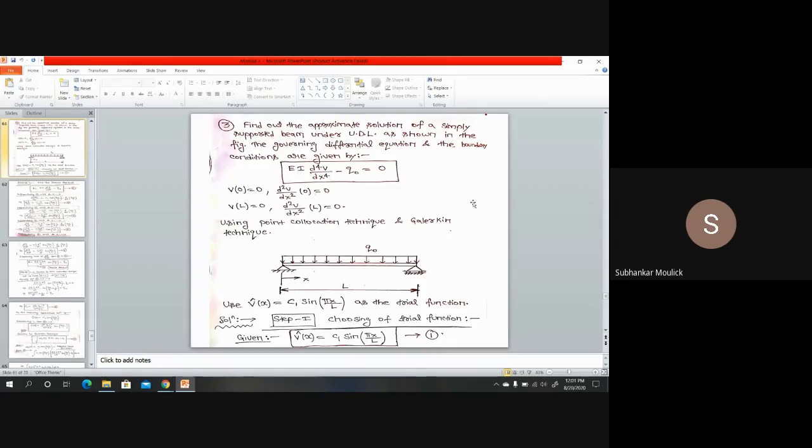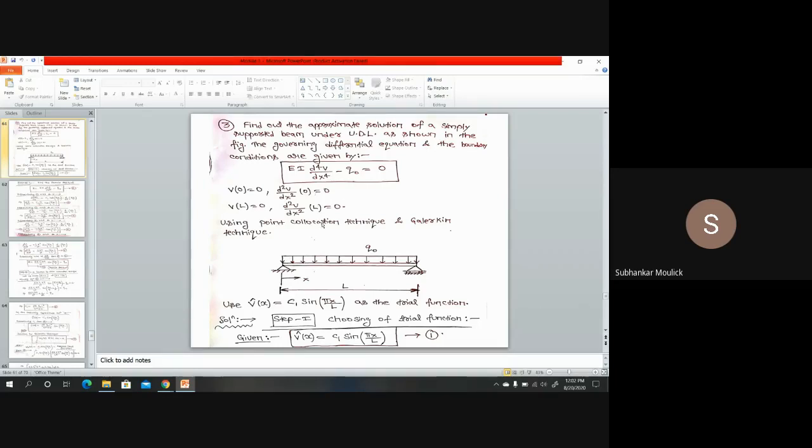Also use the trial function as v cap of x equal to c1 sine of pi x by L. Is the question clear? क्या क्वेश्चन में किसी को डाउट है समझने में? No sir. Okay, अब सर मुझे तो शेयर फोर्स का फंक्शन इंटीग्रेट करके निकलना पड़ेगा, लेकिन अब इस क्वेश्चन को मैं बहुत तरीके से पूछ सकता हूँ। कैसे पूछ सकता हूँ? ये जो क्वेश्चन आपके सामने है, ये सिंपलेस्ट क्वेश्चन है। क्यों सिंपल है?